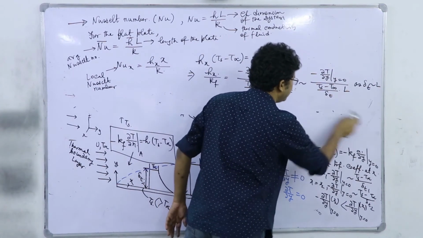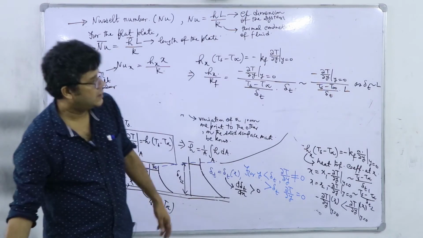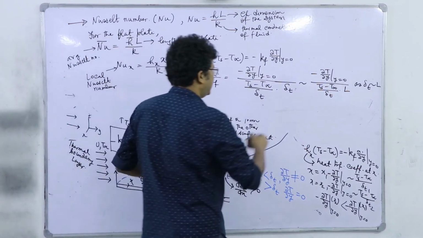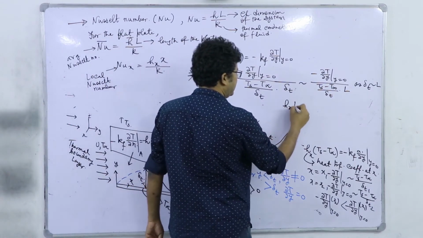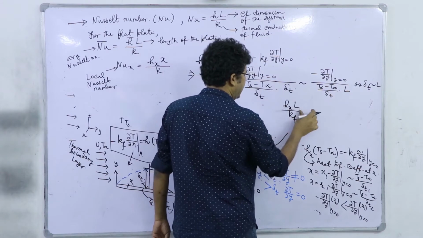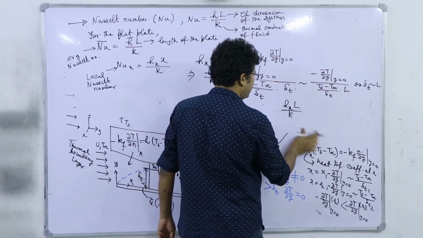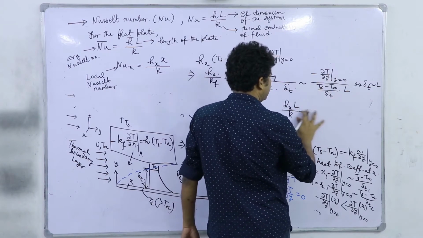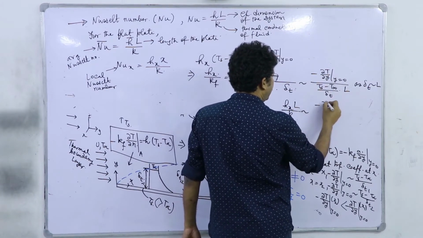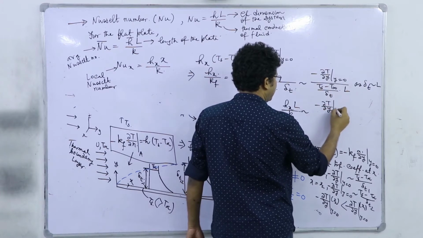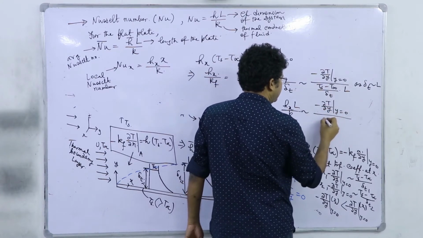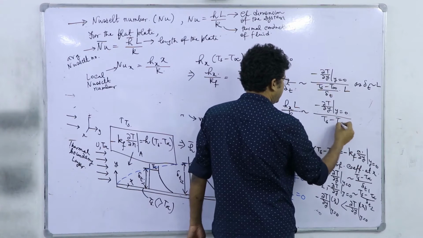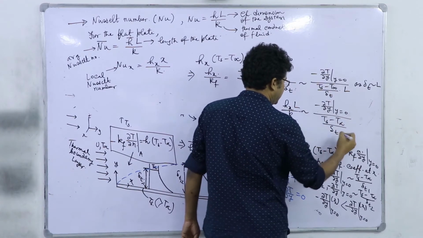So, here from we can write that Hx into L divided by K or Kf, whatever, this is minus of del T del y at y is equal to 0 divided by Ts minus T infinity divided by delta T, right.